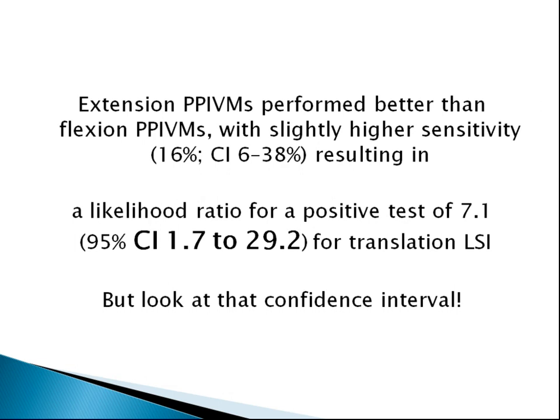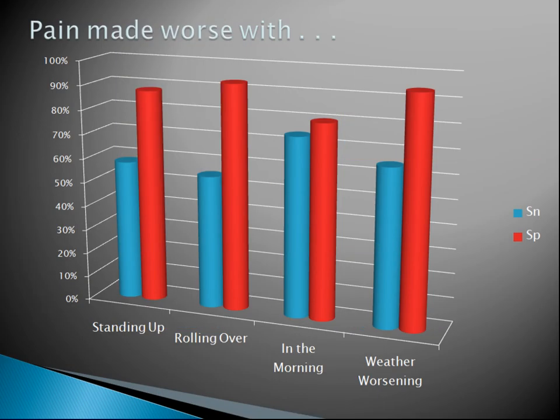Extension PPIVMs perform better than flexion PPIVMs with slightly higher sensitivity, a likelihood ratio for a positive test of 7.1 for translational lumbar instability. But look at that confidence interval, 6 to 38%. This is probably reflective of a small sample size. So what about history findings in instability? Well, only one study evaluated the sensitivity and specificity of the history in determining instability.